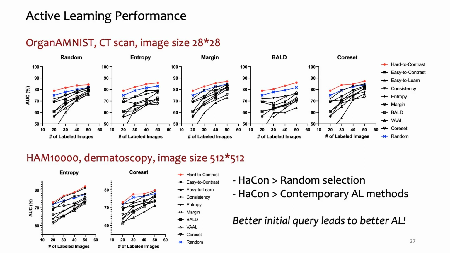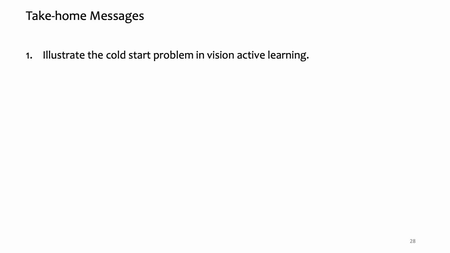We conducted experiments on 5 natural and medical image datasets. The x-axis shows the number of labeled images, starting with a 20-image initial query, querying 10 more each time, until 50 images. The y-axis shows model performance in AUC. We found that our proposed HACON outperforms random selection and existing active learning methods on these datasets. Additionally, we discovered a strong correlation between start and end performance during active learning. This shows a good initial query improves performance throughout, highlighting the importance of initial query selection.